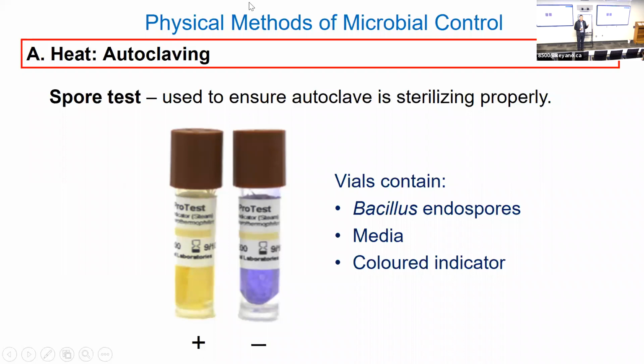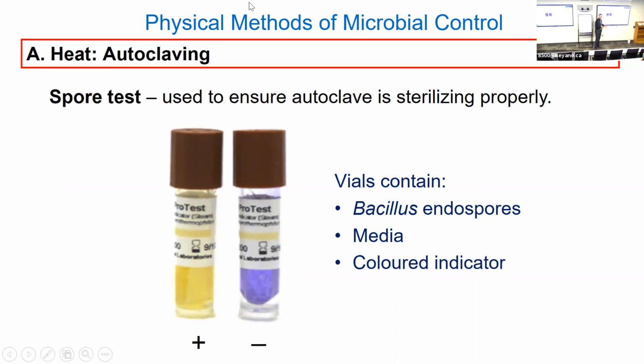By the way, the autoclave we have here, and this is standard everywhere, you have to test them to make sure that they work. And the way that we test them is actually we use endospores. So you can buy these little vials, and there's different varieties. Actually, the ones we have turn pink or purple, and they start off as yellow.